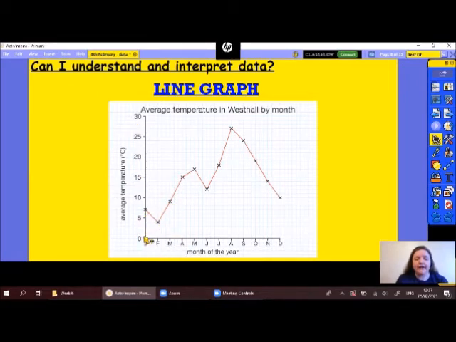And instead of drawing a bar for each one to make a bar chart, what they've done is they've just put a little cross where the result goes, and they make a line by joining each one with the next one. And that's a line graph.